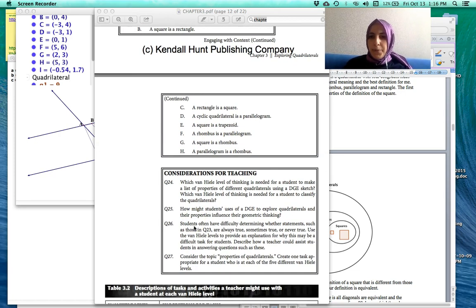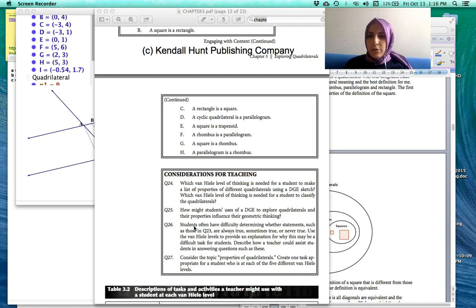Question 24. Which van Hiele level of thinking is needed for a student to make a list of properties of different quadrilaterals using a DGE sketch? Which van Hiele level of thinking is needed for students to classify the quadrilaterals?